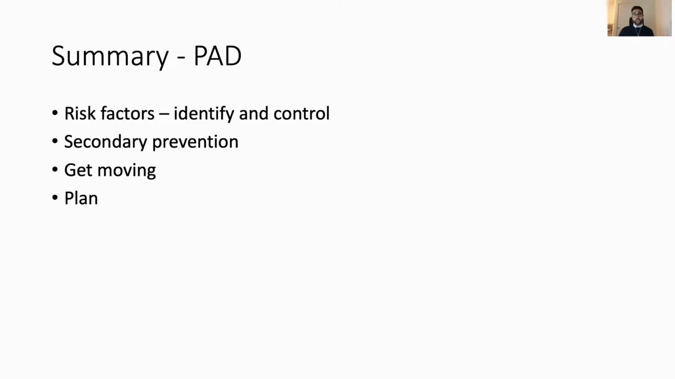So just to summarize peripheral arterial disease, key things are you need to identify and control your risk factors. Patient needs to be counseled that if they continue to not adhere to advice from the medical team or do exercise, then they're at risk of amputation in the future. You want to ensure they've got secondary prevention on board, so really good liaising with the GP in primary care. Get the patients moving, get them to exercise, get them to get through that claudication distance and walk through it, because that will improve their collateralization and improve the chance of that limb staying with them.